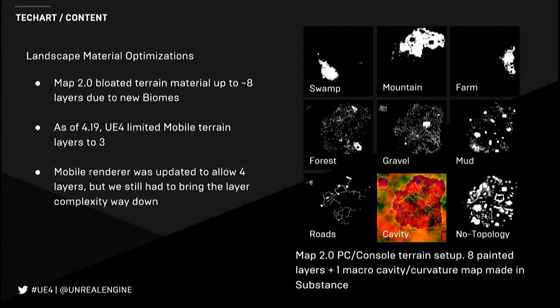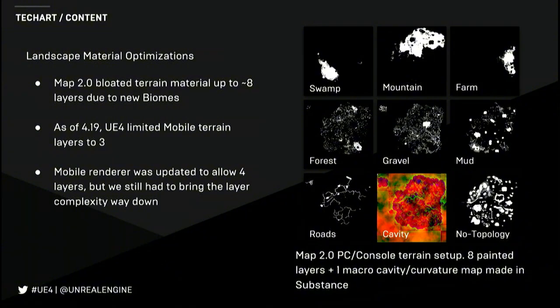When we got the new version of Map 2.0 that had things like Tilted Towers and the new biomes, it doubled its layer count up to 8 or so. As of UE 4.19, UE4 limited the mobile terrain layers to 3. So we reached a compromise where the engineers expanded the mobile renderer to have no limit to the layers, but we still knew we had to simplify the material pretty heavily.